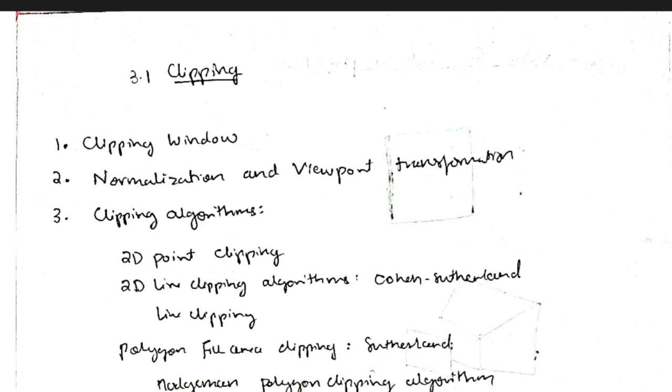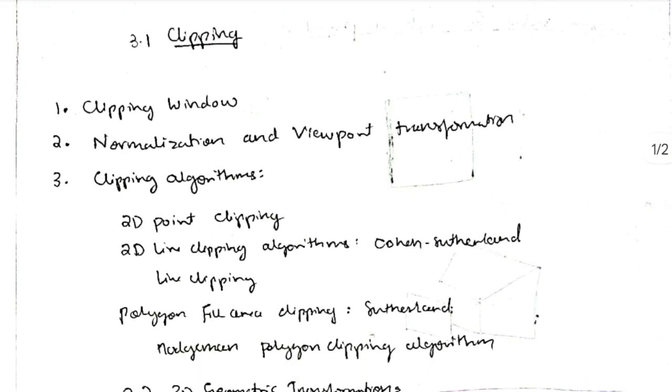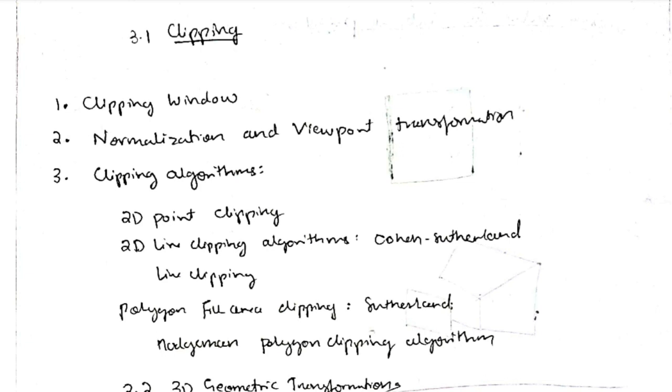what the syllabus is, right? Because if we don't know the syllabus, we'll be simply reading something and wasting time. So first we need to know the syllabus. This is the first chapter, which is clipping. Clipping has the clipping window, normalization and viewport transformation, and clipping algorithms.